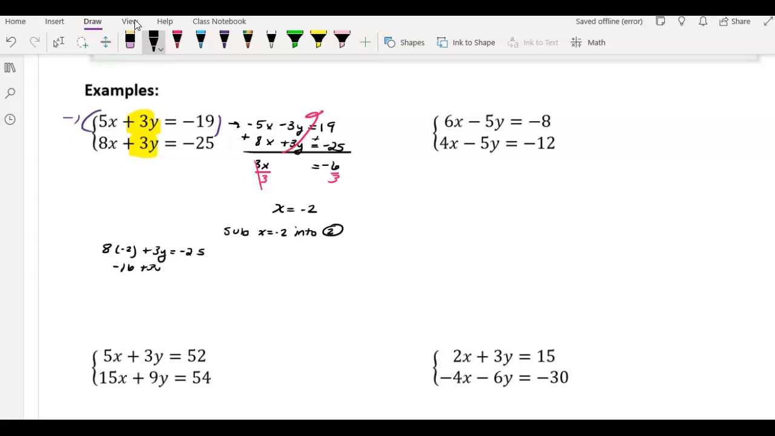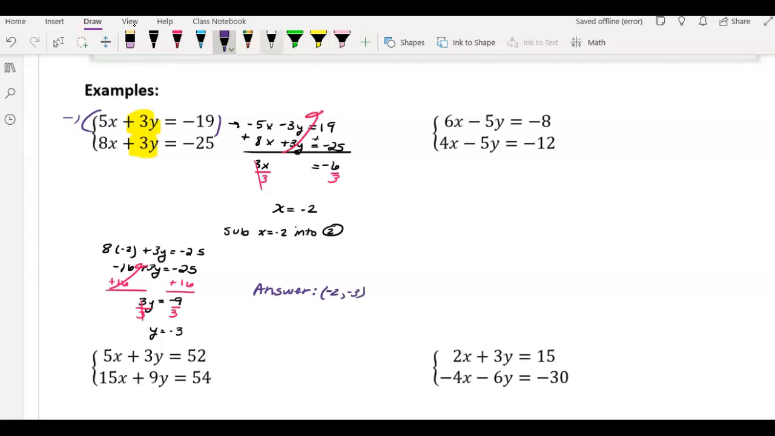-16 plus 3y equals -25. Going to add 16 to both sides because our goal here is to isolate the y variable this time. We now get 3y equals -9. Divide both sides by 3, and we get a beautiful answer of y equals -3. Our final answer becomes the xy. Our x was -2, our y is -3.